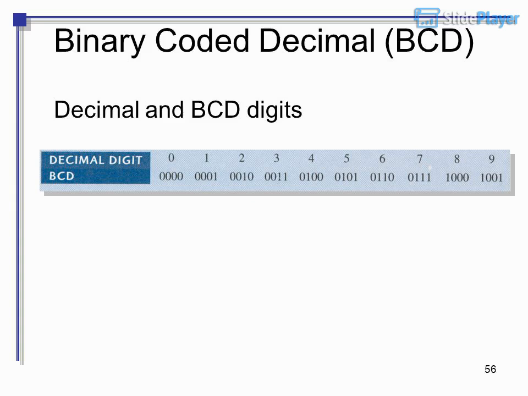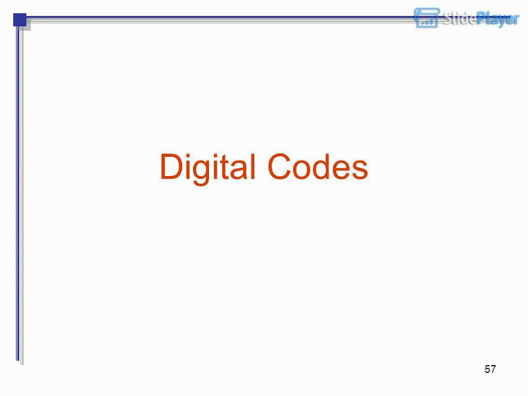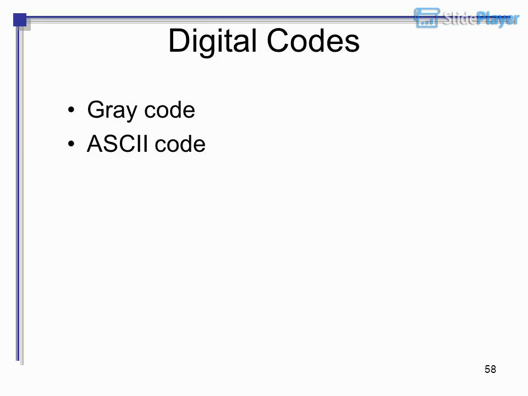Binary coded decimal, BCD. Decimal and BCD digits. Digital codes. Gray code. ASCII code.